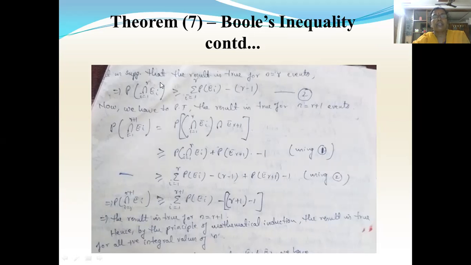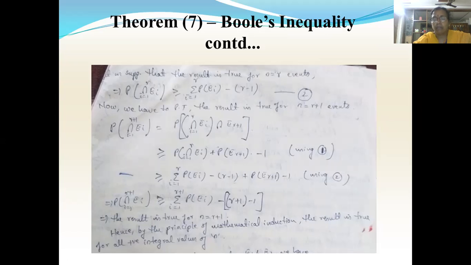Instead of intersection EI, 1 to r, I can write this as summation P of EI minus r minus 1 plus P of E r plus 1 minus 1. So here I can write this as greater than or equal to summation I is from 1 to r plus 1 P of EI minus of r plus 1 minus 1. So again this is of the first inequality form, which implies the result is true for n equal to r plus 1. So hence by the principle of mathematical induction, the result is true for all positive integral values of n.